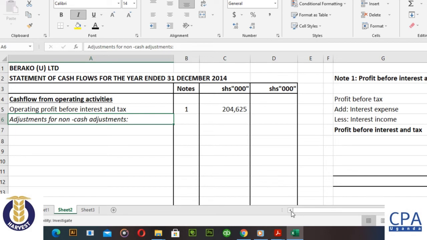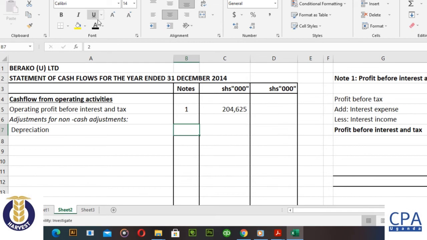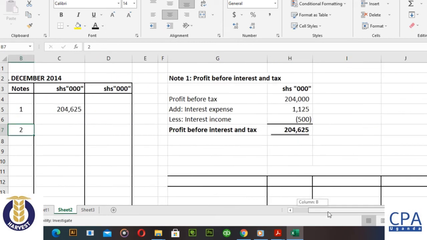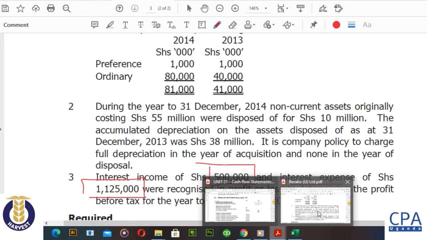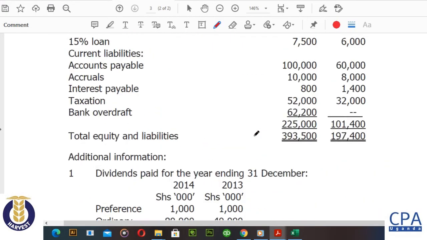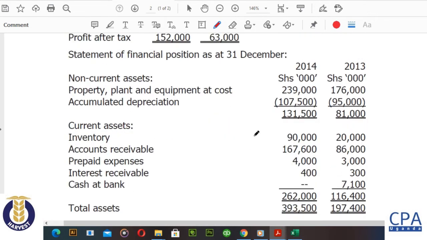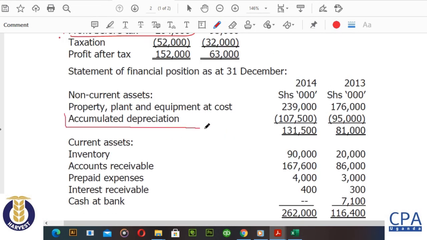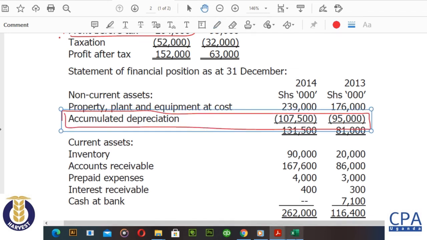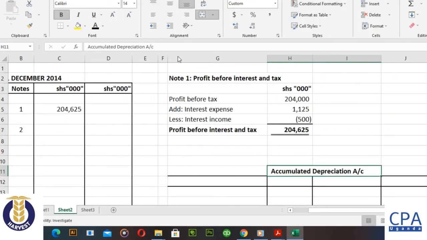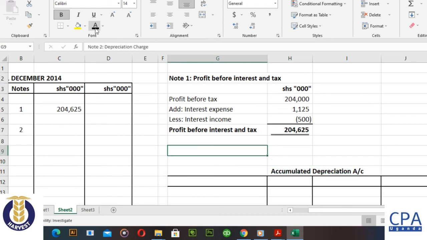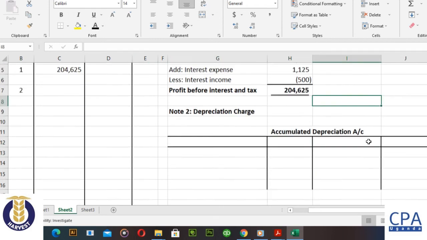And as I've mentioned, we proceed to make adjustments for non-cash items such as depreciation, very typical. Of course, depreciation is not easily given in our question like in other questions, but no worries, we can still compute our depreciation. Between you and me, you know that depreciation is really part of the accumulated depreciation account. So if I reconcile the opening and closing balances for accumulated depreciation, I should be able to get the depreciation charge as per my note number 2.